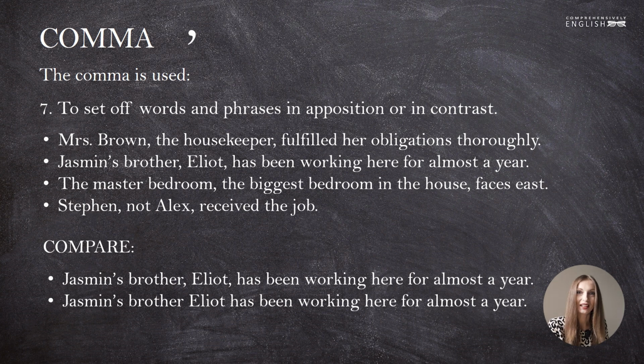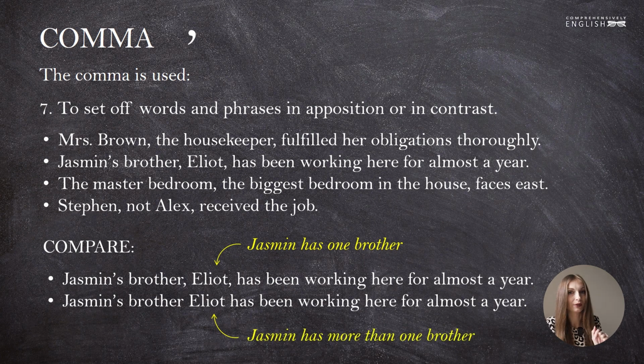The first sentence, in which Elliot is set off with the help of these commas, clearly tells us that Jasmine has one brother. Elliot is just an additional piece of information we give about the same person. But the second sentence tells us that Jasmine has several brothers, and her brother Elliot, not her brother John, for instance, or not her brother Alex, is the one who has been working here for almost a year.